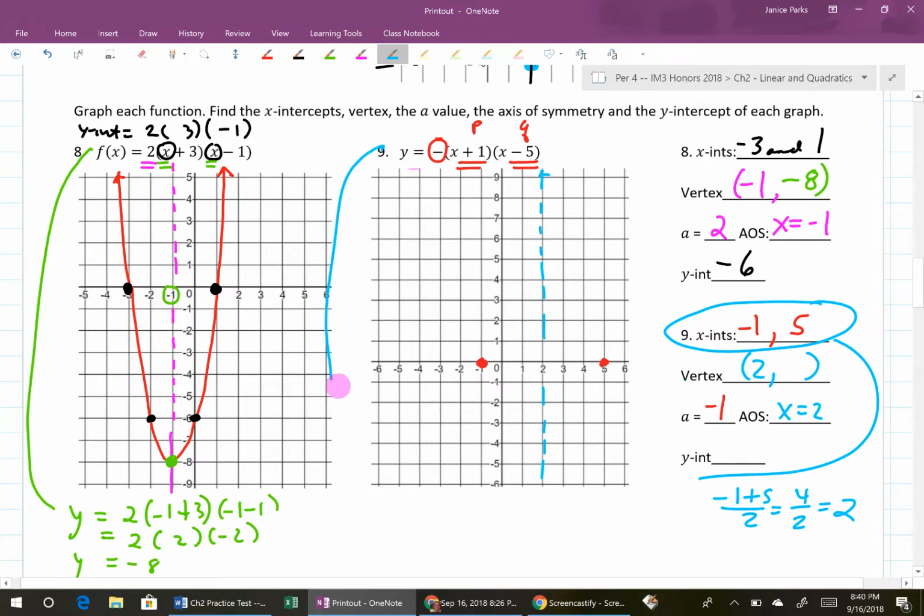I'm going to plug that into this equation. So y equals -(2 + 1)(2 - 5). So again, I'm plugging in this 2 for the x values in the original equation. If I work that out, that's 3, that's -3. So this is equal to +9. That's in the wrong place. It has to be on the axis of symmetry. That's at 9.